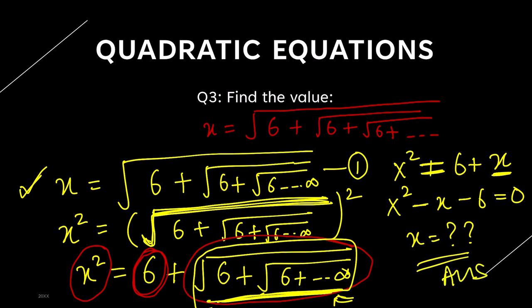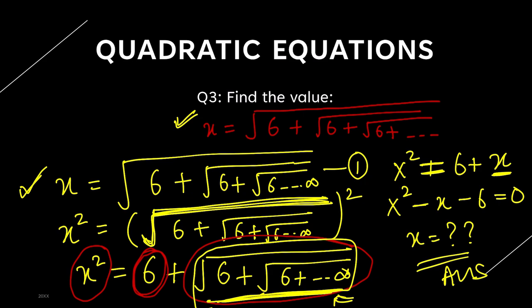What I have done: this question is given to me, I just square both sides. Then the root 6 part is the original x. I am able to find a quadratic equation. Solving for x, I am getting the final answer. I hope this is clear.